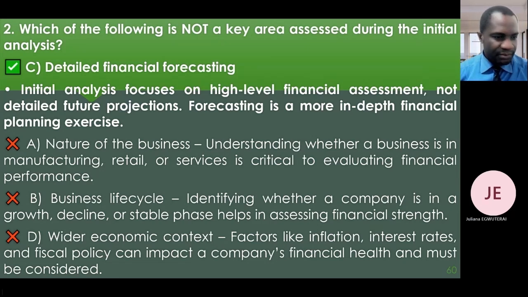So let's see which ones you picked. You picked D, wider economic context. Factors like inflation, interest rates, and fiscal policy can impact a company's financial health and must be considered. You also picked B, business life cycle. Identifying whether a company is in a growth, decline, or stable phase helps in assessing financial strength. So those are not the answers. So the answer is C.